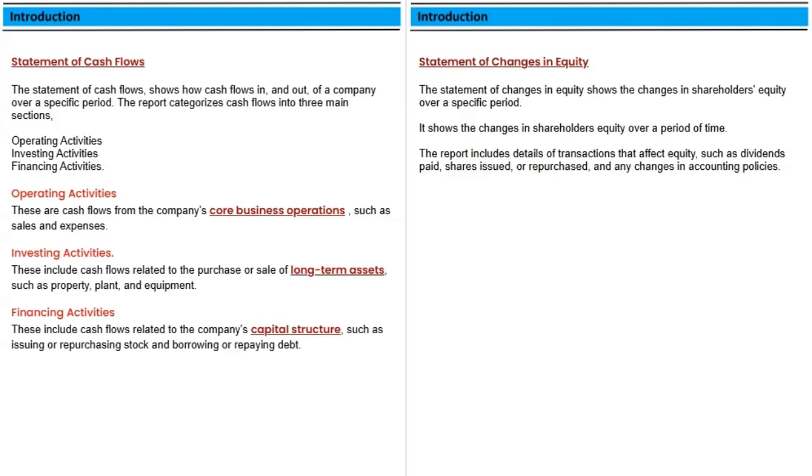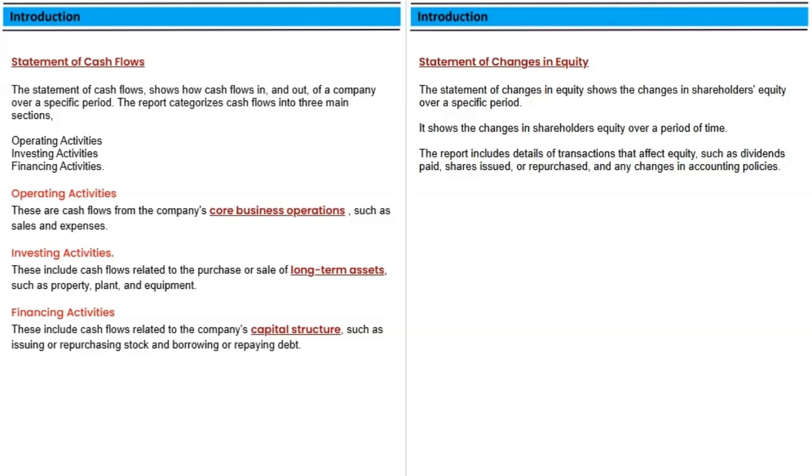The second section being investing activities. These include cash flows related to the purchase or sale of long-term assets. Again, long-term assets, such as property, plant, and equipment. Write that down, or make a mental note of it. It's important to remember that. We move on to have financing activities. These include cash flows related to the company's capital structure, such as issuing or repurchasing stock and borrowing or repaying debt. Again, the capital structure of a company.